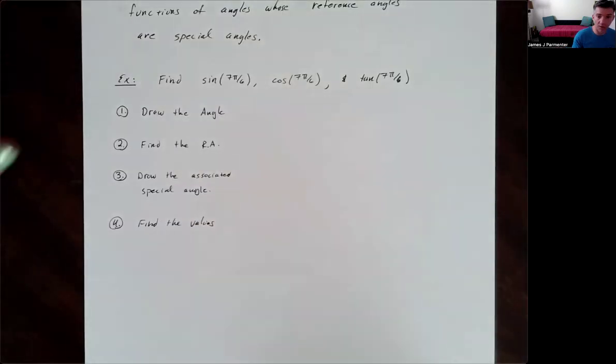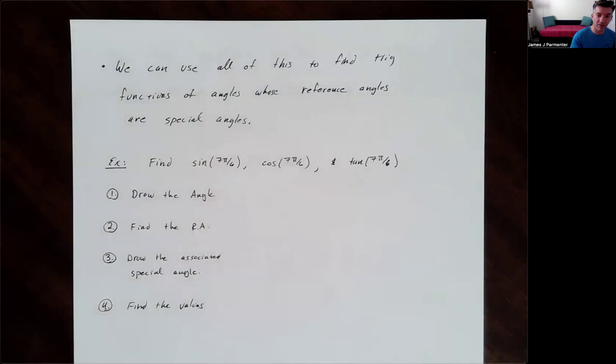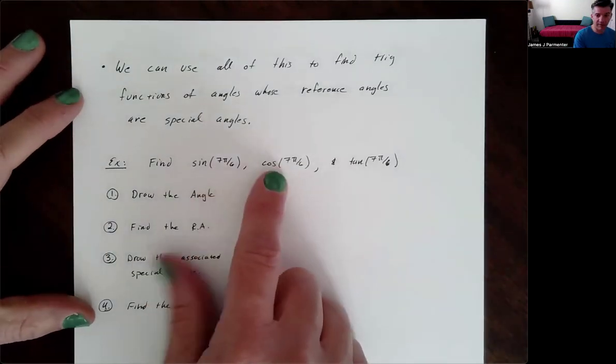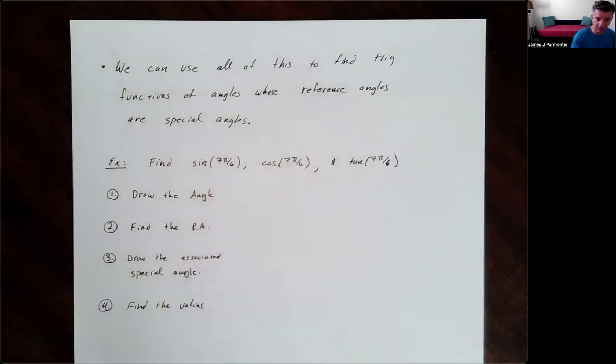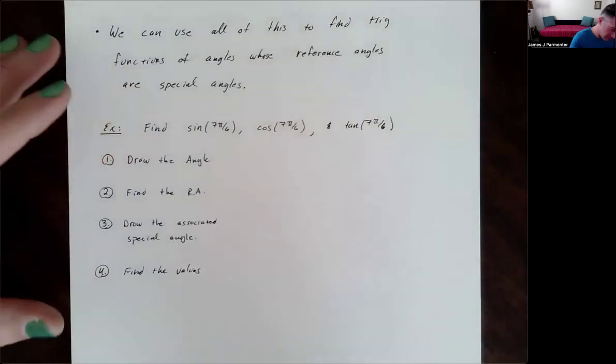Okay, so the reason we're doing all this is because then we can use all of this to find the trig functions of angles whose reference angles are special angles. So for example, we can use this to find sine of 7 pi over 6, cosine of 7 pi over 6, tangent of 7 pi over 6. And here's how we're going to do it. So first we're going to draw the angle in the standard position.